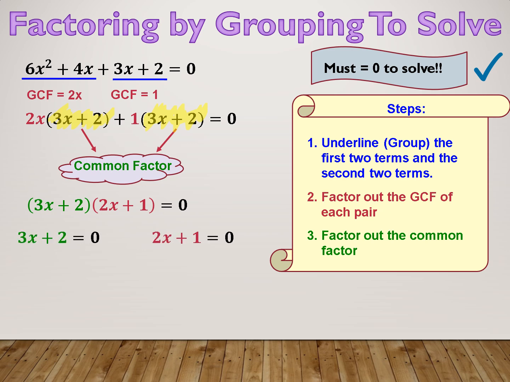Now, we just set each factor equal to 0, and we solve for x. So the first equation, I get negative 2/3. The second equation, I get negative 1/2. So those are my solutions.